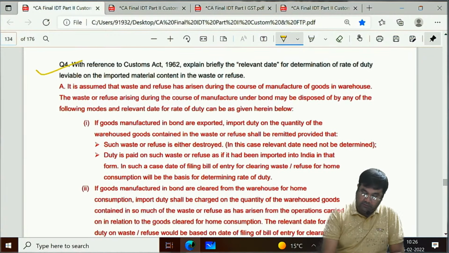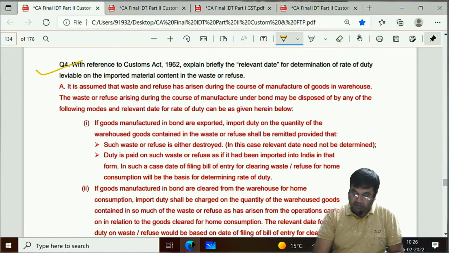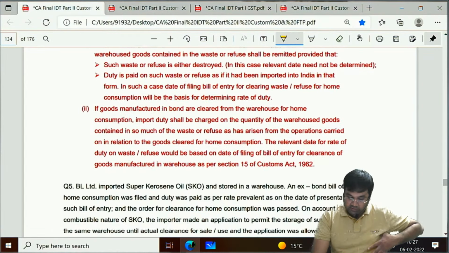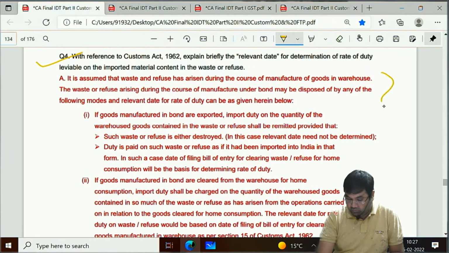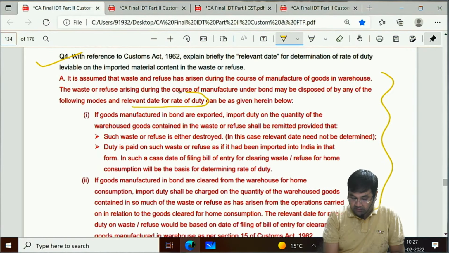Question 4. With reference to the Customs Act, explain briefly the relevant date for determining the rate of duty levied on imported material contained in waste or refuse. So this is a very important question, on which date you are going to do it. This is according to section 51. You need to go through this. Do this question, which is the relevant date.